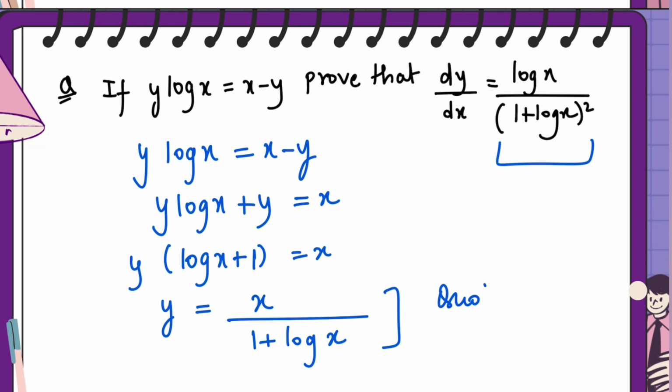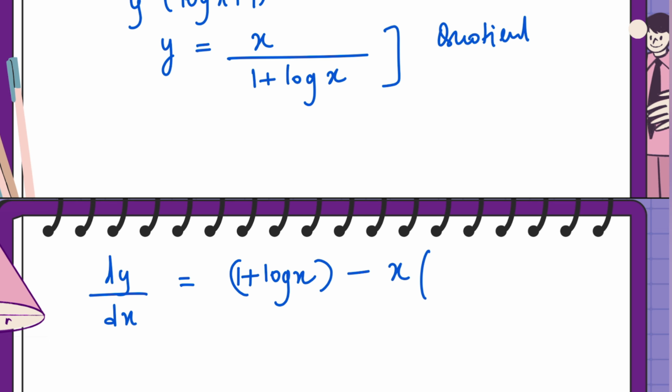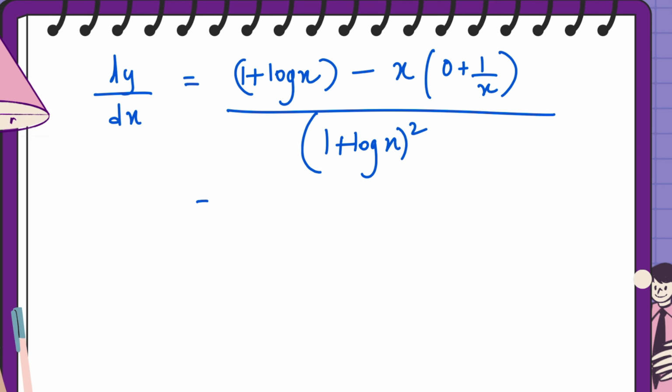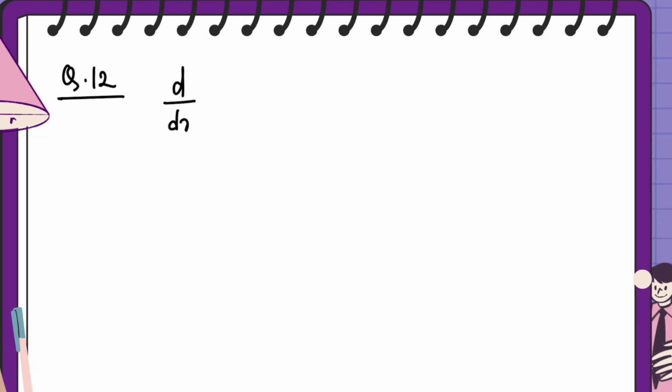We'll apply quotient rule here. Okay. So this will be dy by dx equal to, I'll write the denominator first, d by dx of the numerator, that is 1, minus numerator and differentiation of the denominator, that will be 0 plus 1 by x. I'll write it directly, divided by 1 plus log x whole square. So we'll get 1 plus log x minus 1 divided by 1 plus log x whole square. 1 and 1 gets cancelled. We are left with this and it's proved. Now I want you all to try this question.